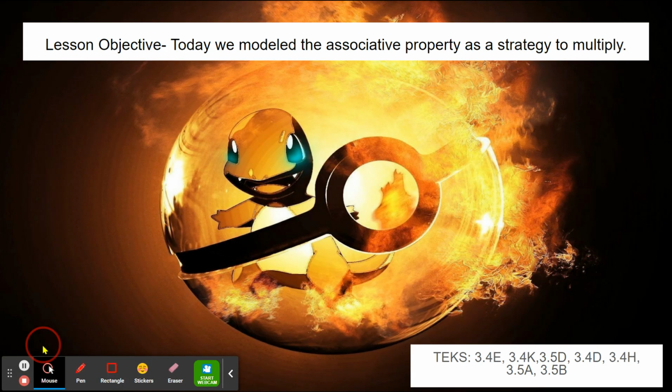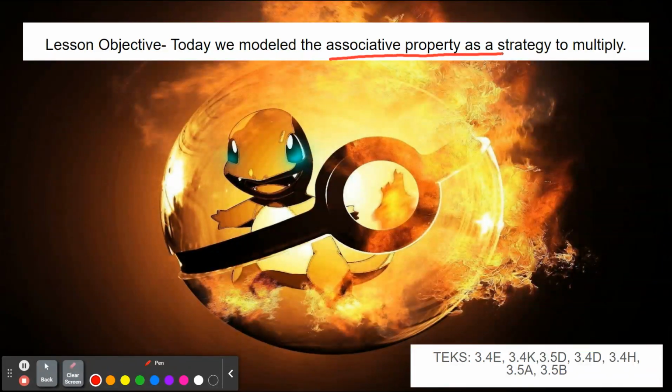All right, let's take a review of today's lesson objective. So today we modeled the associative property as a strategy to multiply.